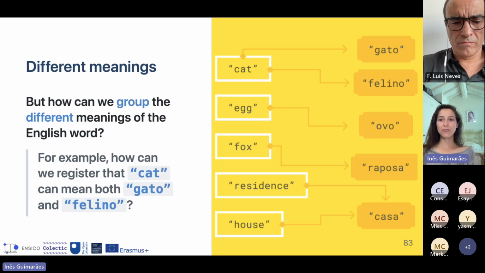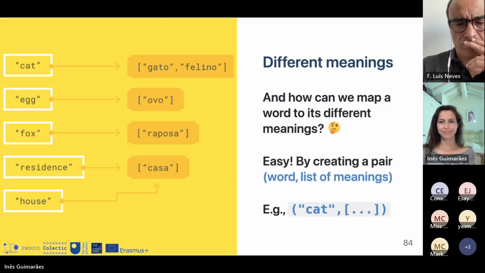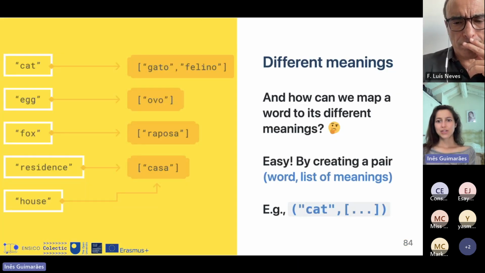But what if we want to group the different meanings of the English word? What if we want to register that cat can mean both gato and felino? How would we do that? So we can create a list with all the possible meanings.